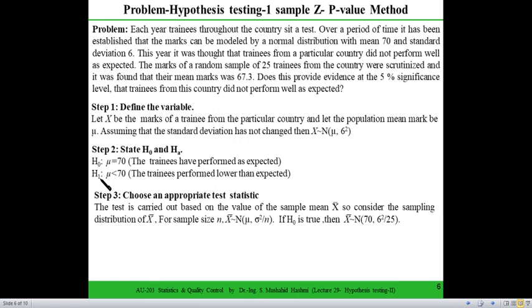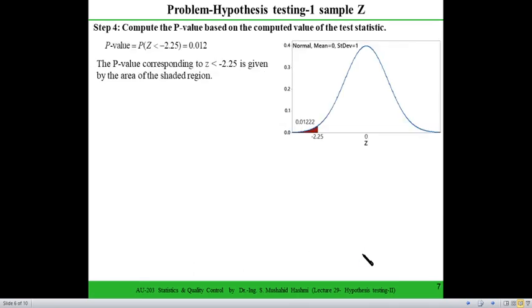So there is one sample, we take it, and the sample mean becomes the test statistic, and that would be normally distributed with mean mu and variance this. If we assume that the null hypothesis is true, then this sample mean would also be normally distributed, and its mean value would be 70 and its variance would be this, based upon the sampling distribution. The sample test statistic would be 67.3. Then we have to find out the Z value, which comes out to be minus 2.25.